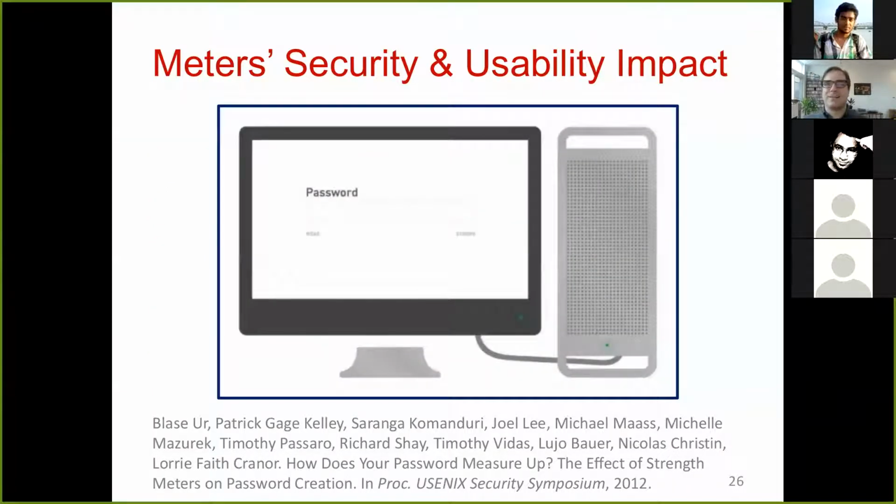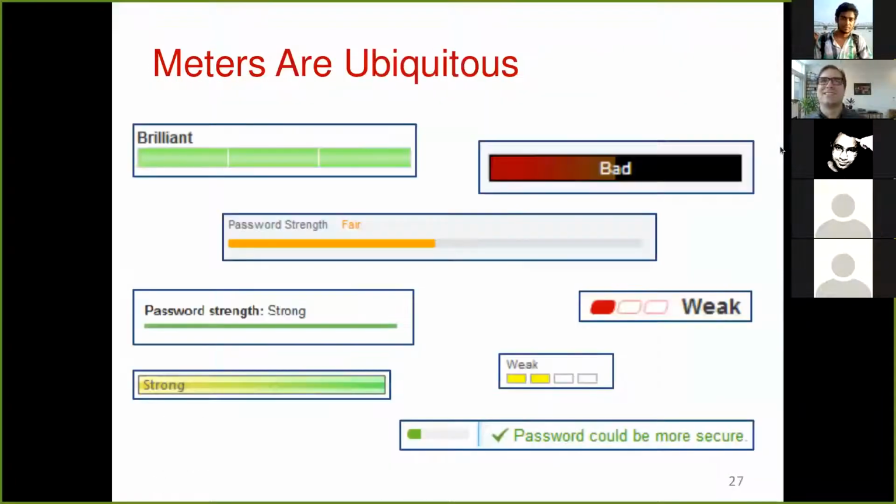Right? And you can see this long list of co-authors is in part because it was a class project. We had basically seen that password meters are ubiquitous. They're all over the web, and they come in many shapes and sizes. And so this begs the question of, well, are some of these better than others? Do any of them do anything?